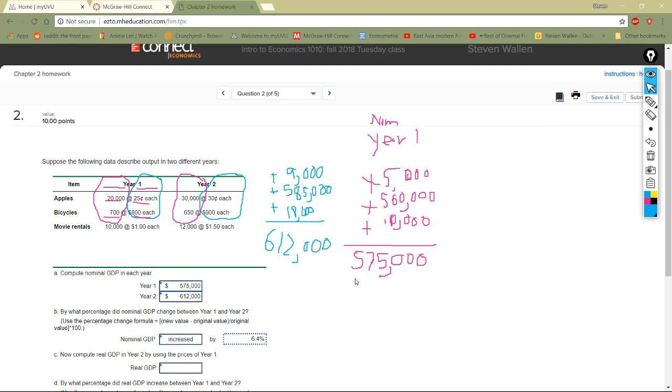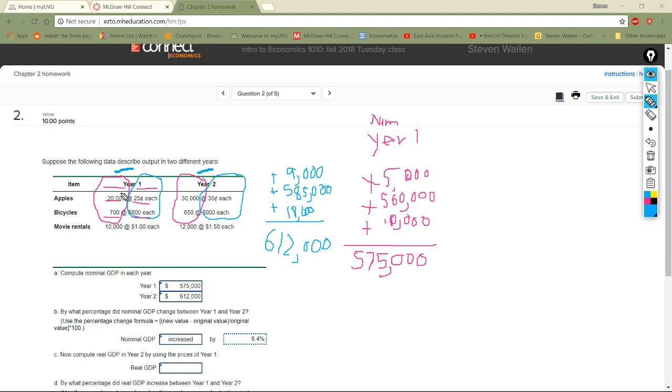Actually, we can leave this right here. That way you can see the difference. So basically what's going on is before, each of them used their own prices, right? But the problem is their prices are different. Can you really compare them truly if their prices are different? No. You have to compare apples to apples, bicycles to bicycles, movie rentals to movie rentals. If you're changing prices from year to year, you're not getting a true comparison.